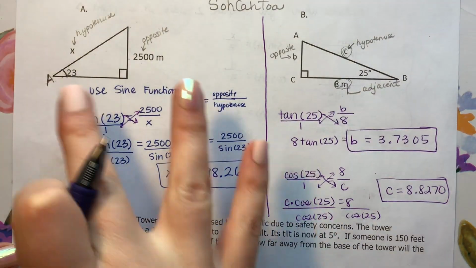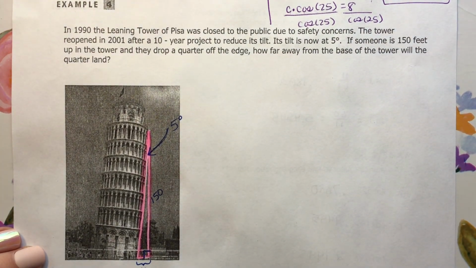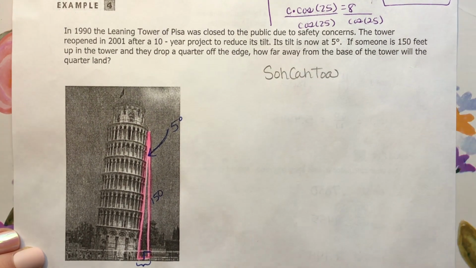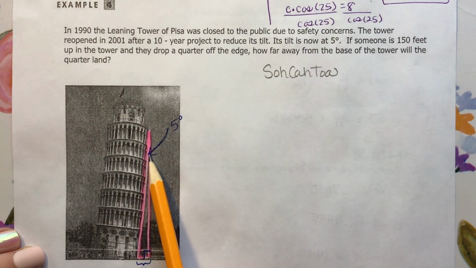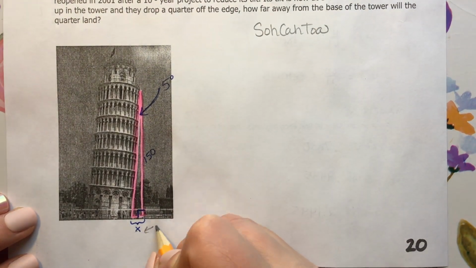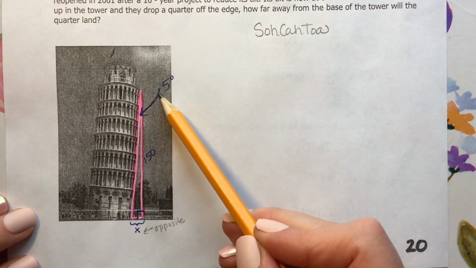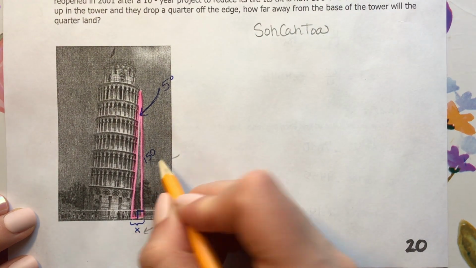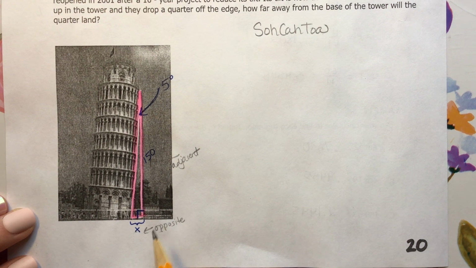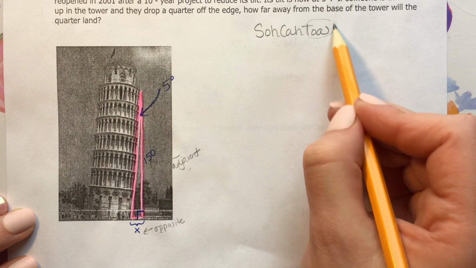So this is very, very similar to these problems up here. I just have to determine what function I need to use and then solve. So I'm going to write SOHCAHTOA again, just so we can see it. Here's my angle 5. And how does x relate to angle 5? Well, that is the opposite side, so I know that much. And then how does 150 relate to angle 5? Well, that is the adjacent side.